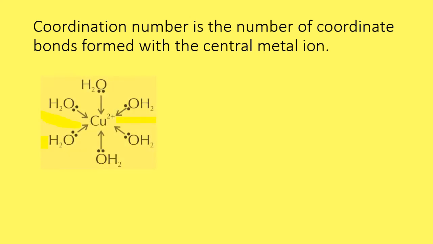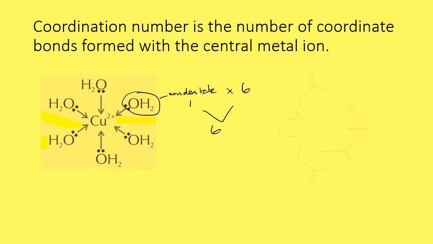So when we had our water molecule, the water molecule was our ligand, and that was a unidentate ligand, but we had 6 of them. So we had 6 unidentate ligands, each making 1 coordinate bond. So we have a coordination number of 6.